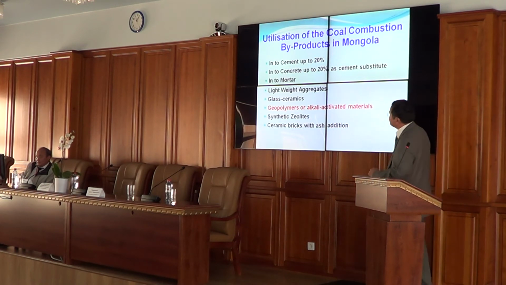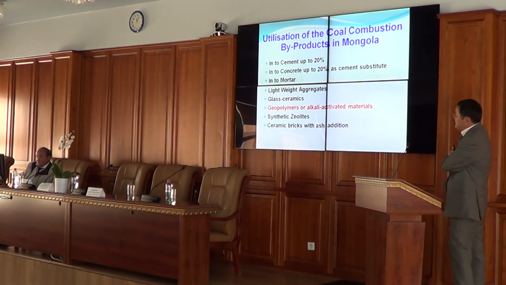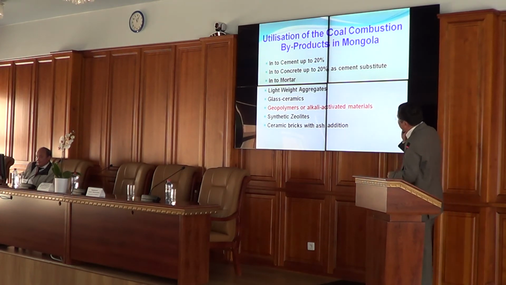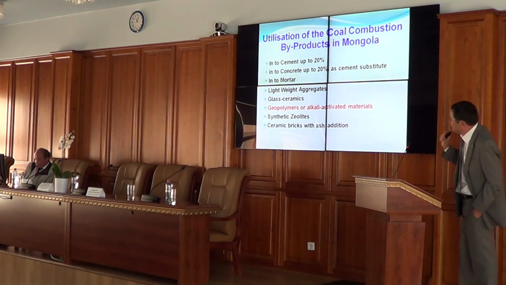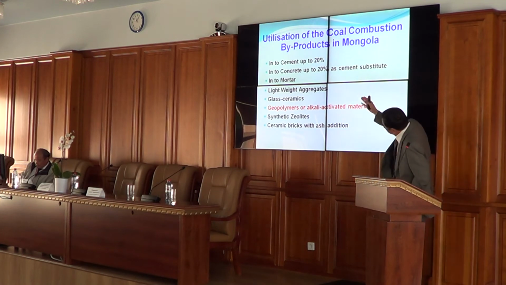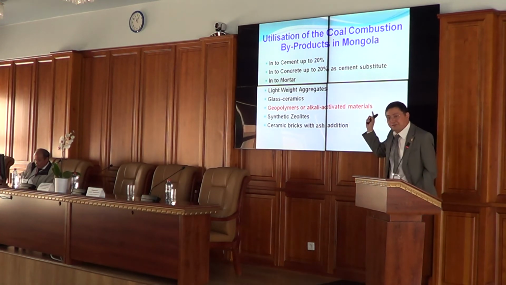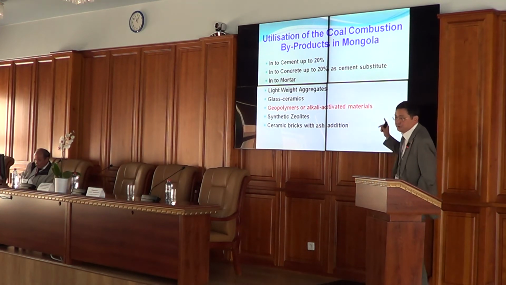Now why do you use it? Up to cost, combustion byproduct utilization in Mongolia, after cement, up to 20% we can use in concrete. Twenty percent is cement substitute, mortar, lightweight aggregate, glass ceramics, geopolymers or alkali activated materials, synthetic fuel, light ceramics mixed with ash addition. Among them, four topics are the work of my research group.